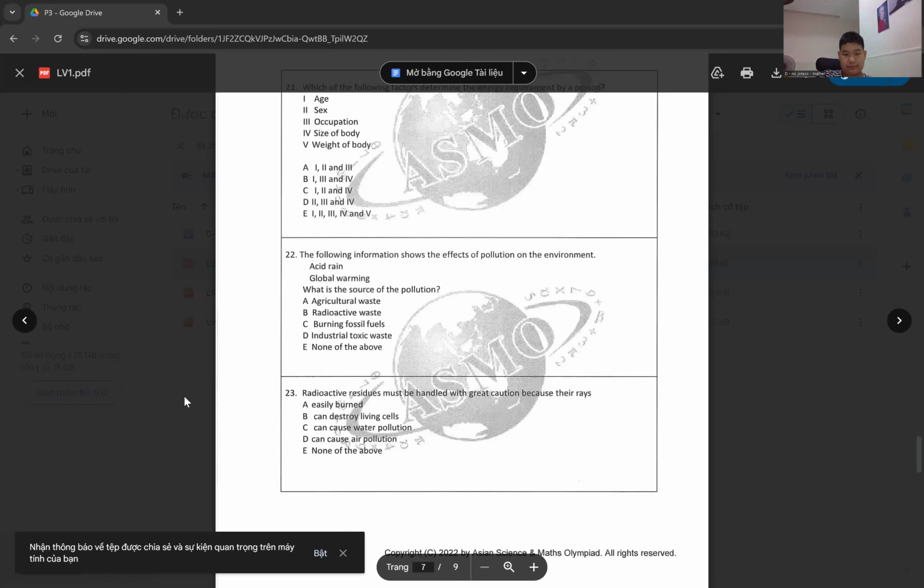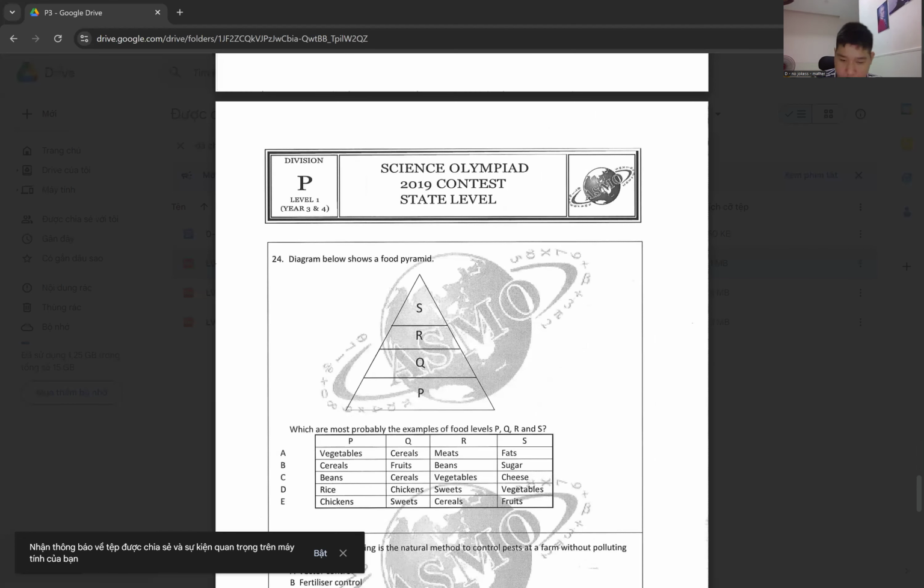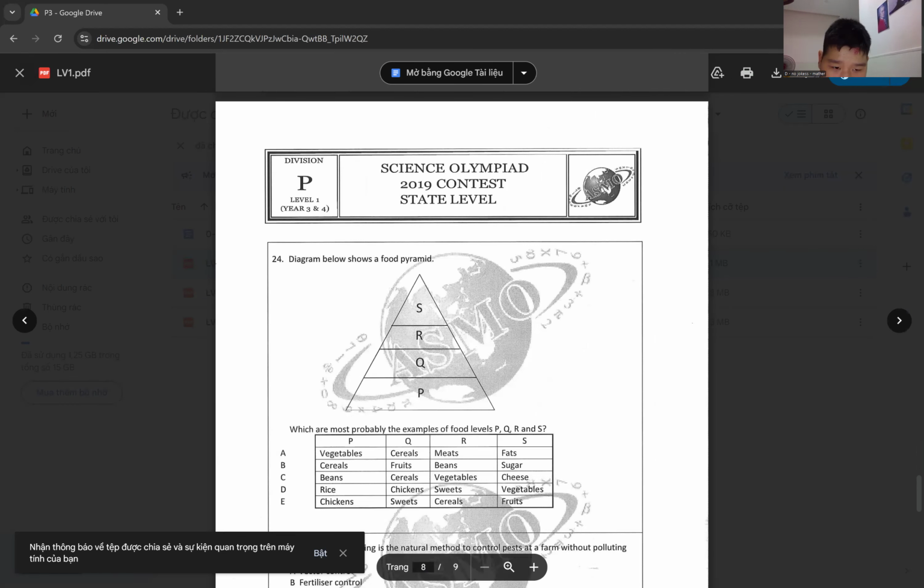All right, this is the diagram below that shows a food pyramid. So the place that you should eat the most is... You're on a roll. Oh yeah. So it is B. Why is it B?